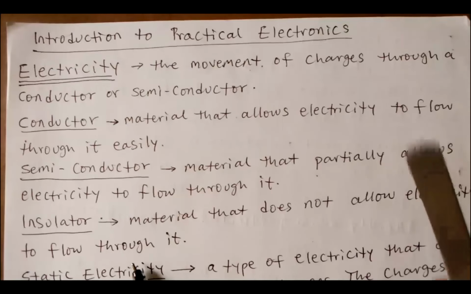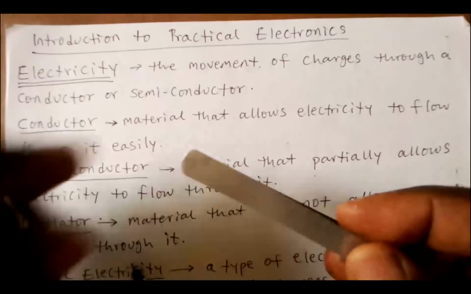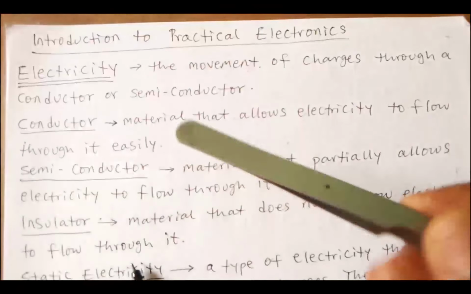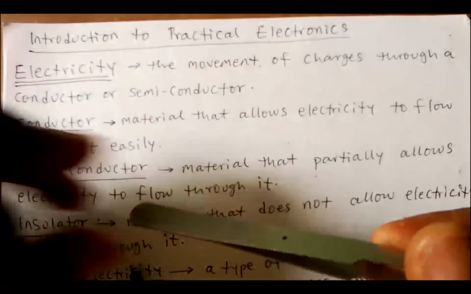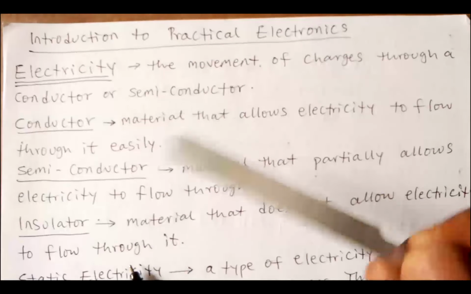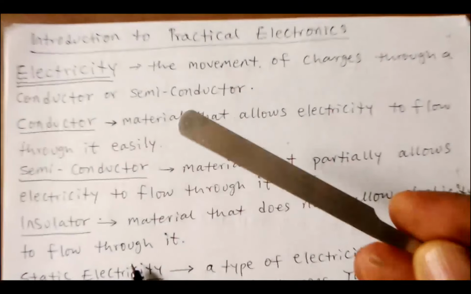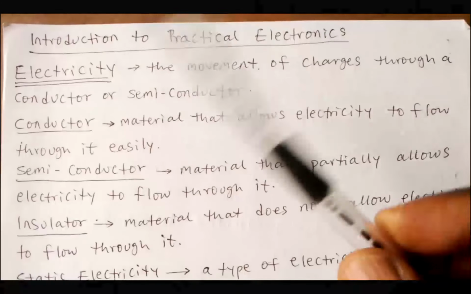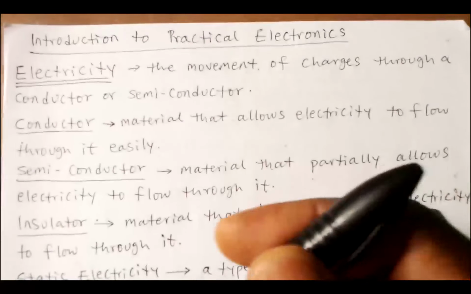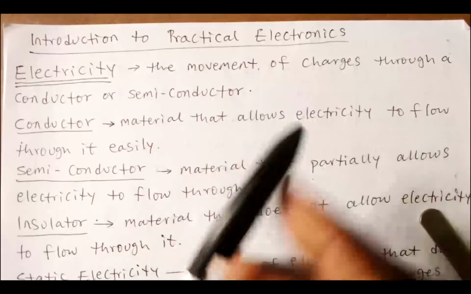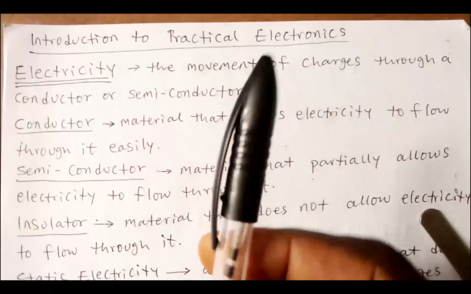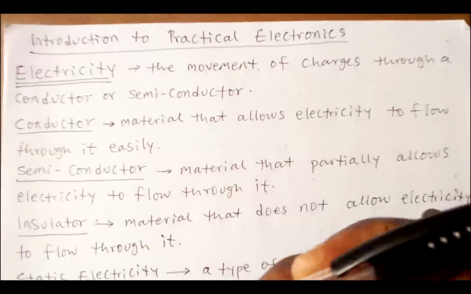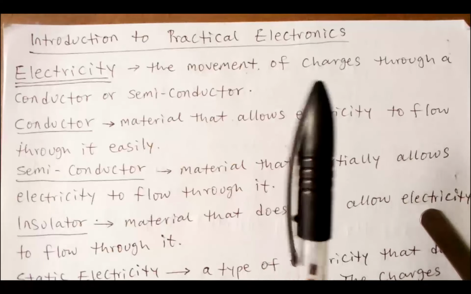A very good example is this. This is a metal. This is a conductor. You can see this is a conductor. It allows electricity to flow through it easily. This is an insulator. What you have here, this is an insulator. This does not allow electricity to flow through it.